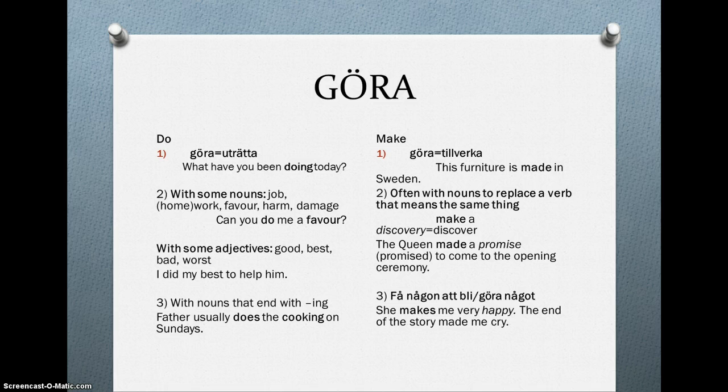And then the second major verb that you use when you want to explain something that you do is make. And you use make if you talk about something that is created. For example, this furniture is made in Sweden. You also use make often with nouns to replace a verb that means the same thing. For example, make a discovery could replace the verb discover. Or the queen made a promise replaces the verb promise to come to the opening ceremony. And also, if you want to make someone do something, for example, she makes me very happy, or the end of the story made me cry.